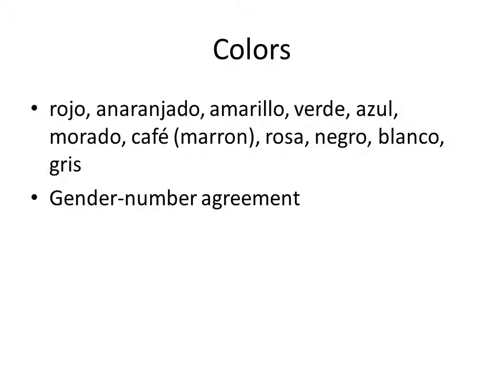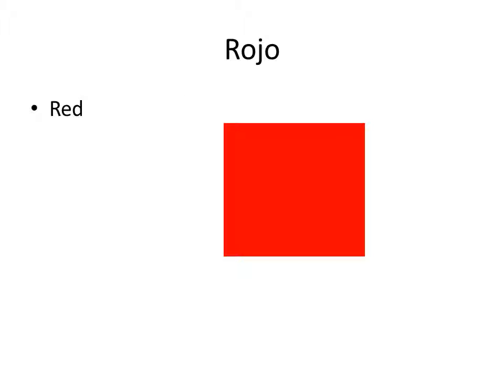Next, we have our colors, which are a review. So usually we can go over them rather quickly. And then we'll be talking about something called gender number agreement, which sounds really complicated, but once you get used to it, it makes a lot of sense. So we'll start with our colors.